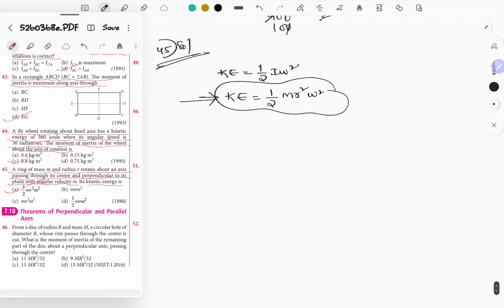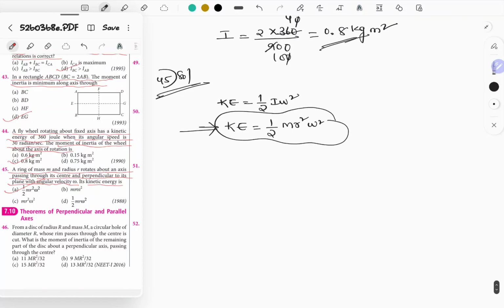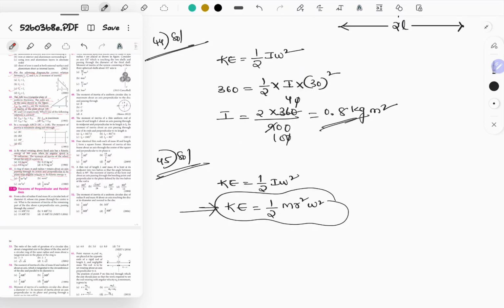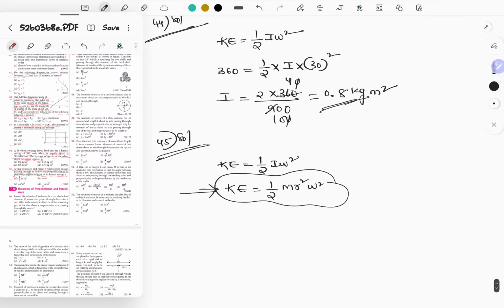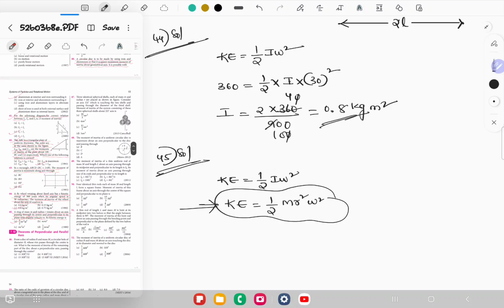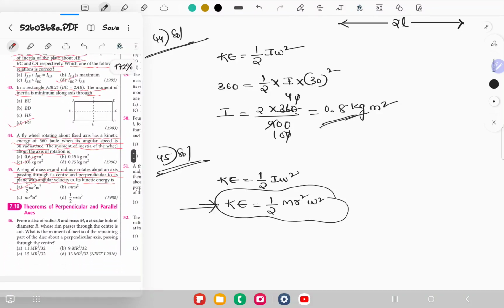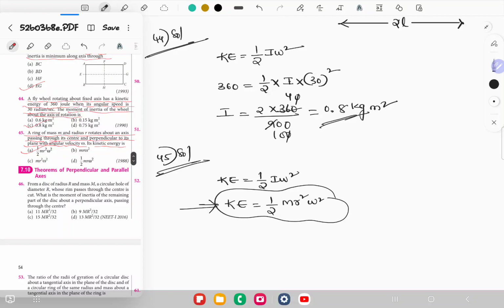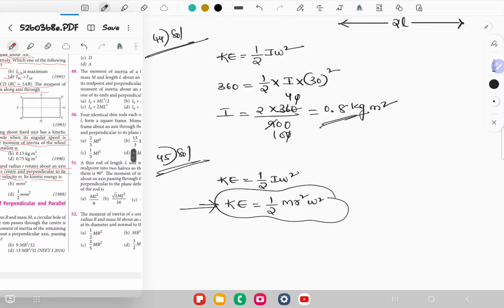Next, question number 46. From this concept we are going to solve numericals based on the theorems of perpendicular and parallel axis. I have already given instructions on how to apply parallel and perpendicular axis. This is how numericals came in previous years in the NEET examination. In the next video we are going to see the applications of perpendicular and parallel axis theorems.